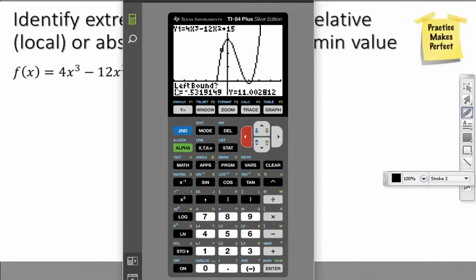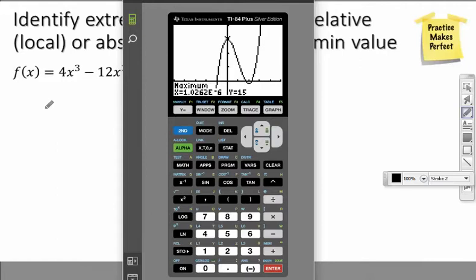You see my little cursor, it's moving. Right here it says left bound, it's asking for what my left side is of my curve. And I'm saying, there it is. Then I'm going to move over here to the right and hit enter. And then it asks for a guess. I just put it at the top. And look there, that's crazy that I have an x value this time. But you always answer in terms of y. So my maximum is going to be at y equals 15.